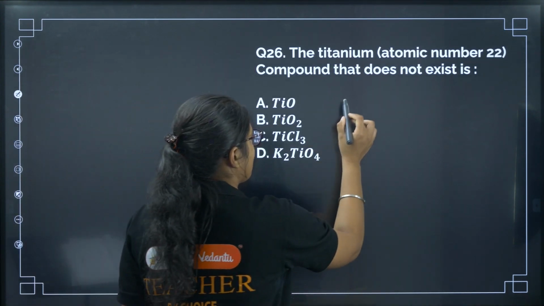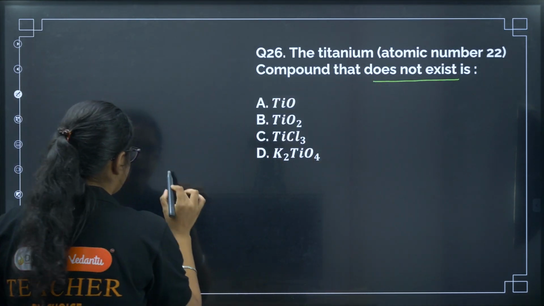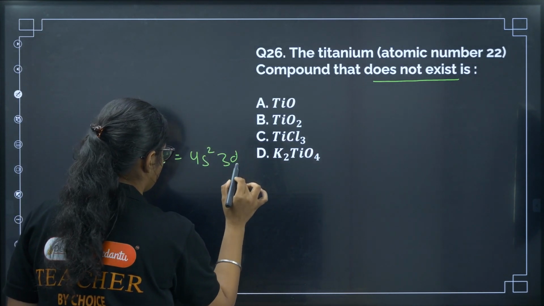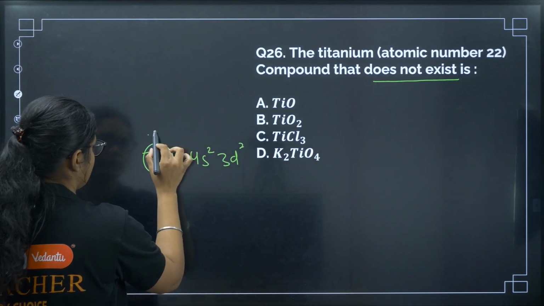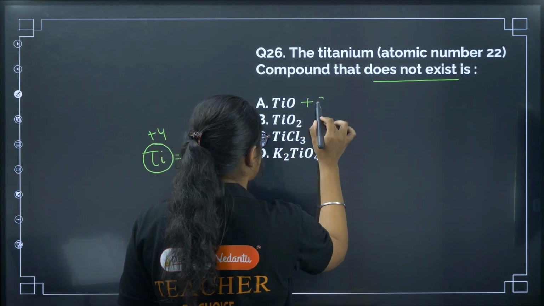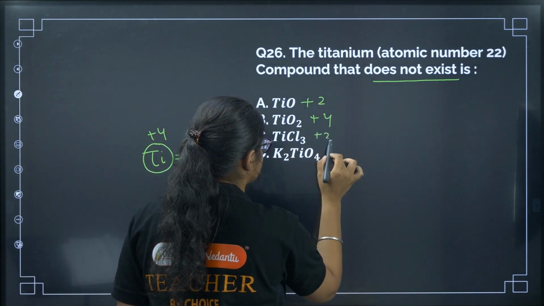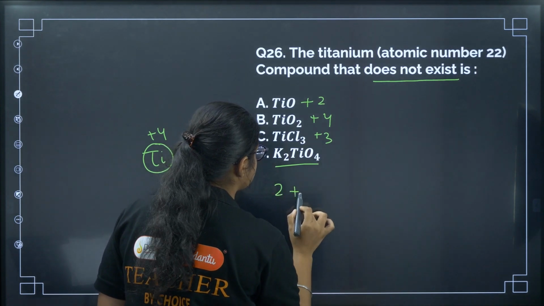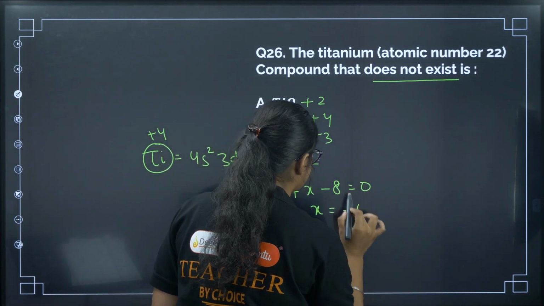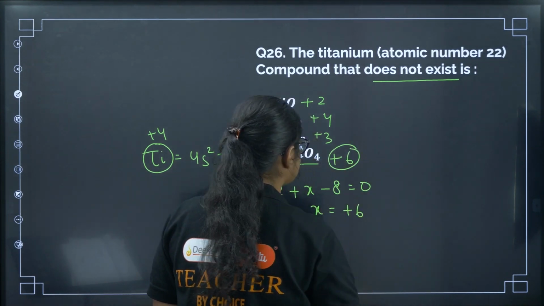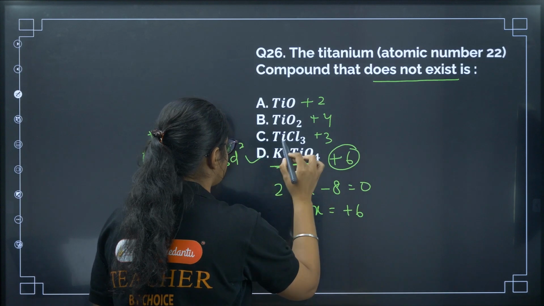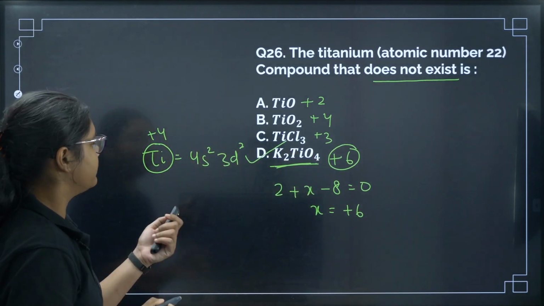Next one, the titanium compound that does not exist is. So what is the electronic configuration of titanium? 4s2 3d2. Maximum valency or oxidation state it can show is +4. Now here it is +2, here it is +4, here it is +3. But if you see here, 2 plus x minus 8 is equal to 0, x is equal to +6. So titanium here is showing +6 oxidation state, which is not possible. That is why this molecule will not exist. Correct answer will be option number D.